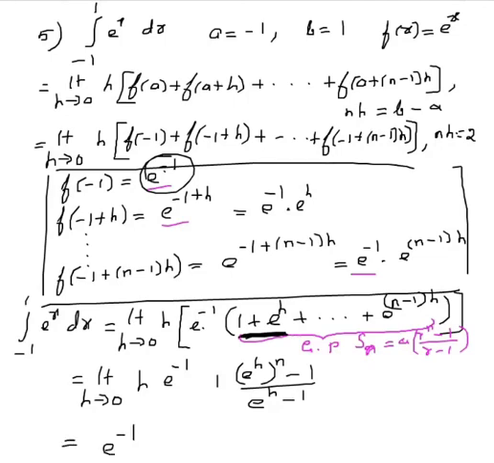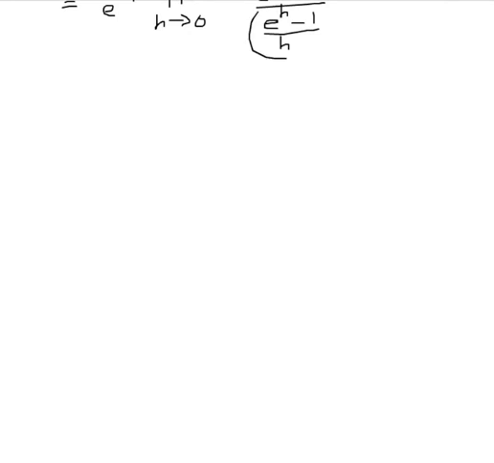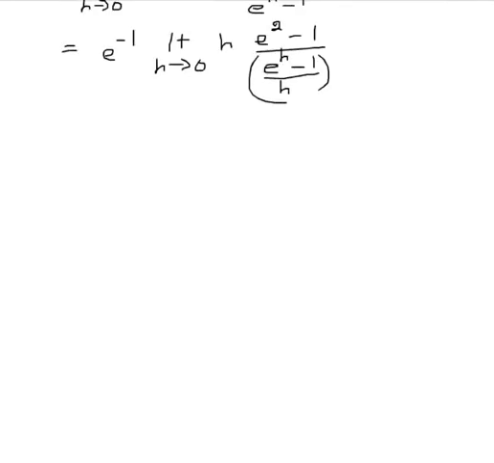e power minus 1, a constant. Take it outside the limit. e power nh. We know the value of nh. nh is 2 minus 1 divided by e raised to h minus 1 divided by h. h was here. I have taken it to the denominator. Write the reciprocal of the denominator and check. We get h back here in the numerator. So I have written this h in the denominator.